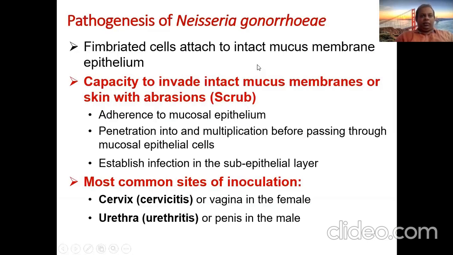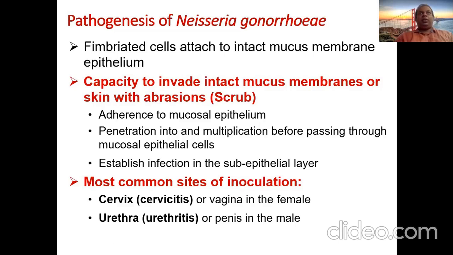So, pathogenesis. Here they have inherent virulence factors. Fimbriae is one; it helps to attach to intact mucous membranes of the epithelium. When attachment or initial colonization is there, it possesses the capacity to invade intact mucous membranes, or skin with abrasions or scratches. So this is a sexually transmitted pathogen.